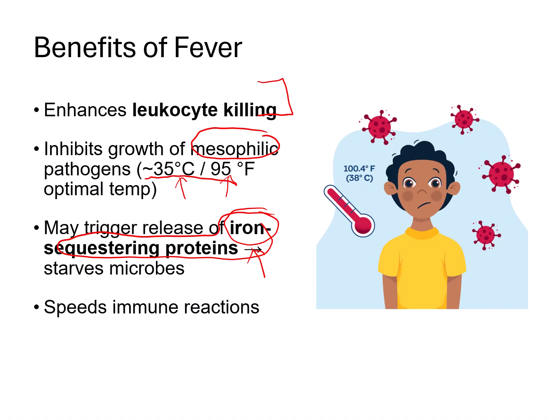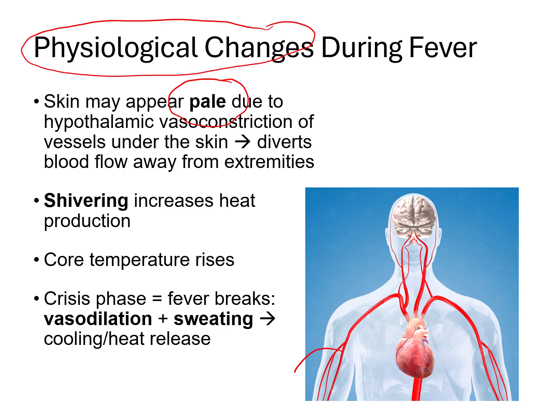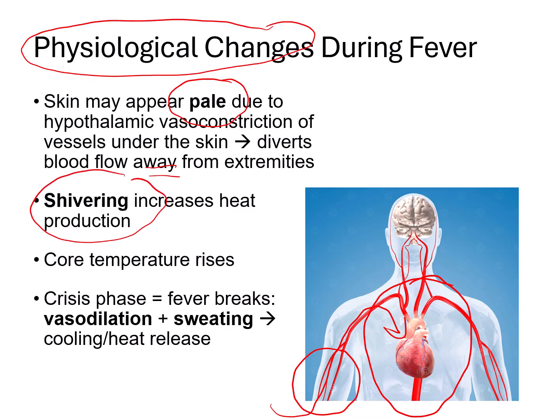A higher temperature also speeds up immune reactions. We're going to increase the rate of a lot of enzyme activity, and that will help the body fight infection more efficiently. During a fever, several physiological changes will occur. The skin might appear pale because in the extremities, you're going to see vasoconstriction of the blood vessels under the skin in order to divert blood flow away from the extremities, the arms, legs, and towards the core. You want the blood at the core to maintain higher temperature. Shivering will increase your heat production, and that core temperature will eventually rise.